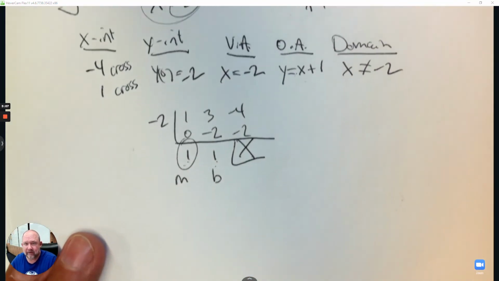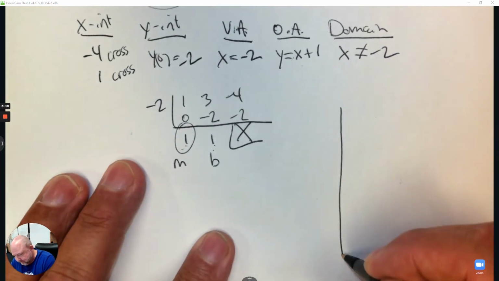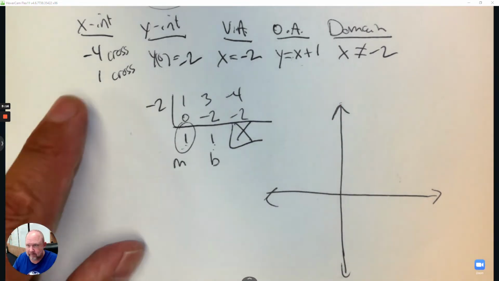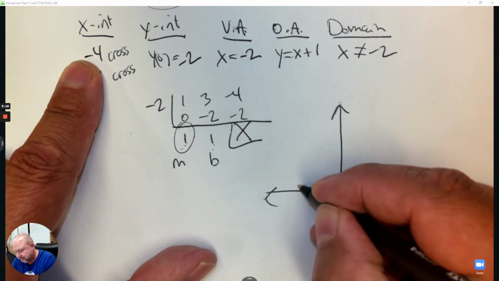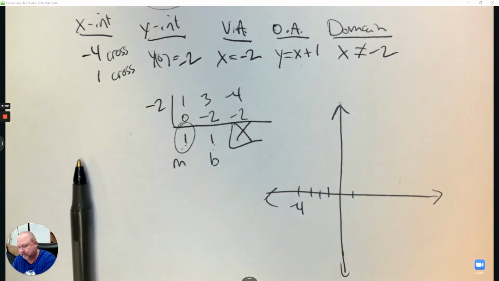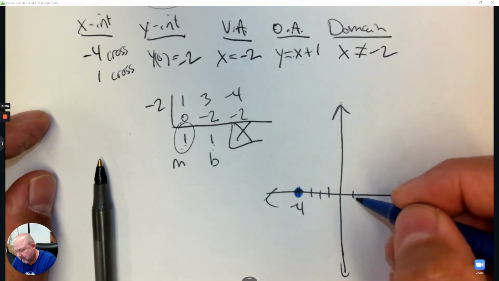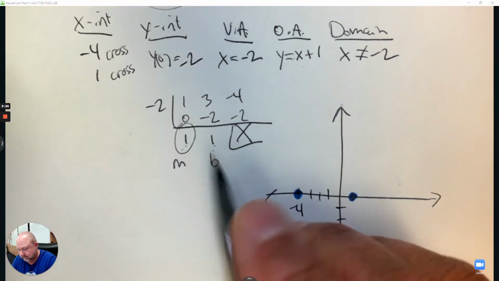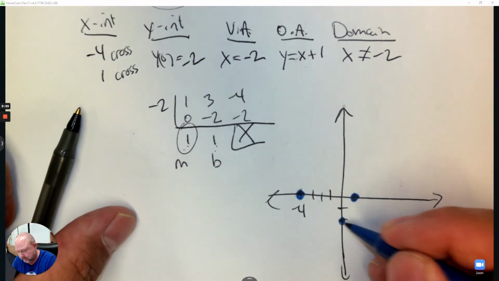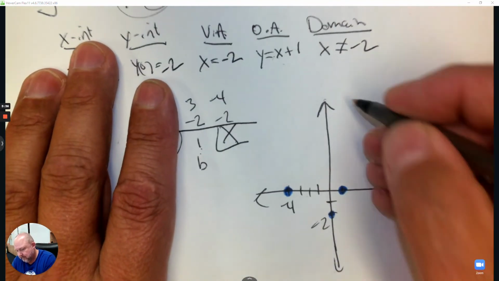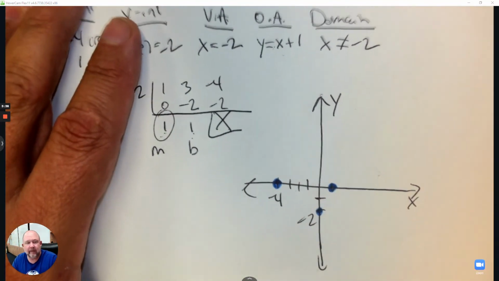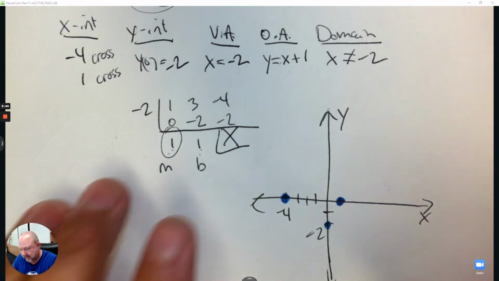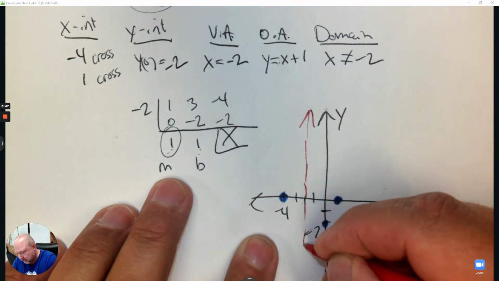So we're going to take this information and graph it. There's no right order here. I'm going to put the intercepts on, so -4 and +1. We'll use some fancy colors here, blue. The y-intercept is at -2. And then the asymptotes. Again, I'm going to change colors for fun. x equals -2. That's a vertical asymptote.